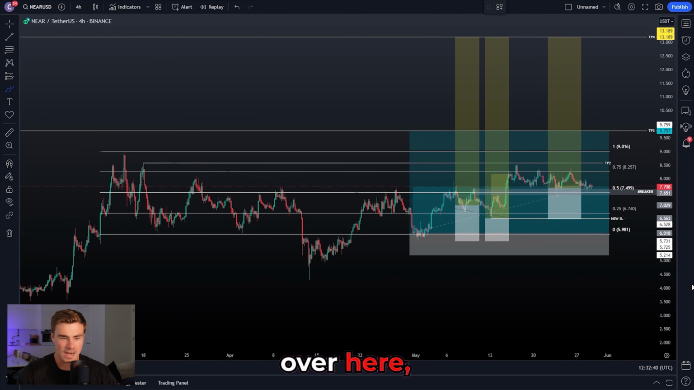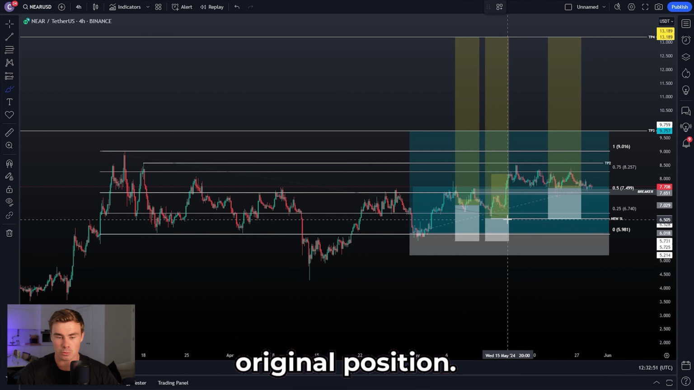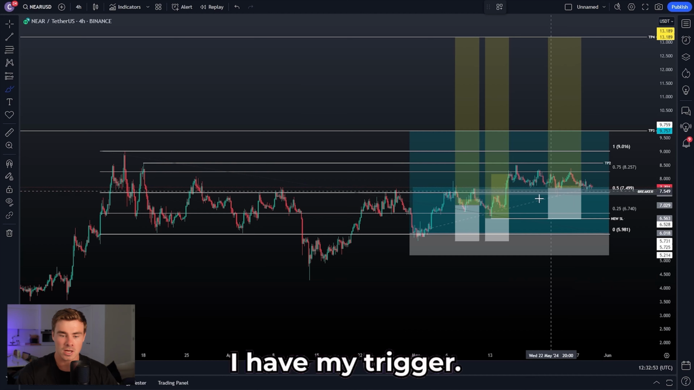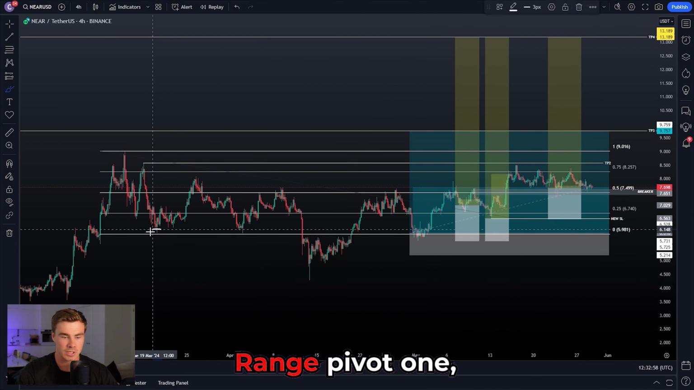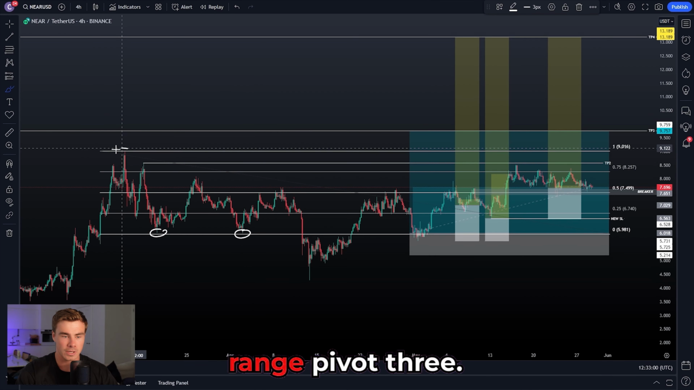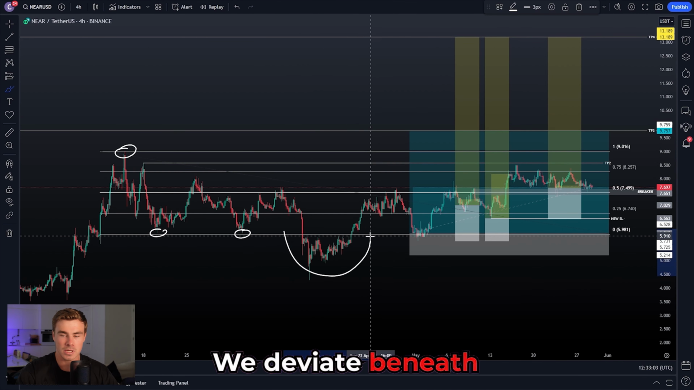And guys, over here, I have a real-time example of 4 different long positions that I'm currently holding on Near Protocol. So the first position was this blue one over here. This is my original position. I have a chart, I have my trigger. I'm looking at the deviation of this range. We have a beautiful range. Range pivot 1, range pivot 2, and range pivot 3. We deviate beneath the range low.